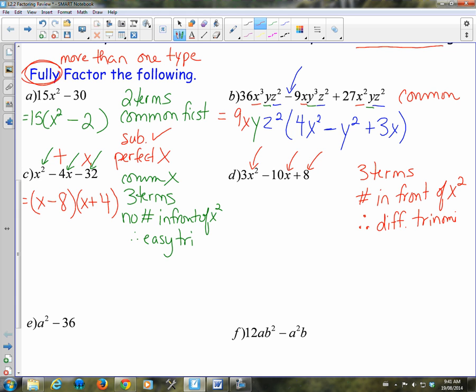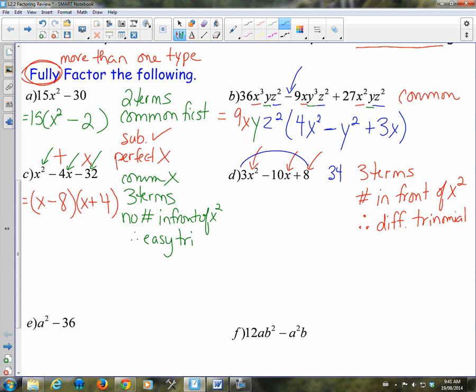So a number in front of x squared means, you got it, difficult trinomial. Depending on how you have been factoring a difficult trinomial, you could guess and check, use the crisscross method, or do decomposition, however you like. I think I will do this one by decomposition just to go through that method with you. So if we do decomposition, we're going to multiply the first and the last numbers together and we'll get 24.